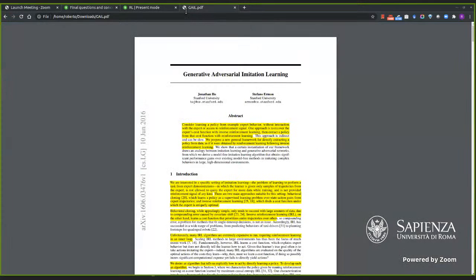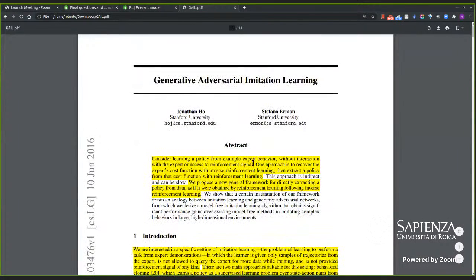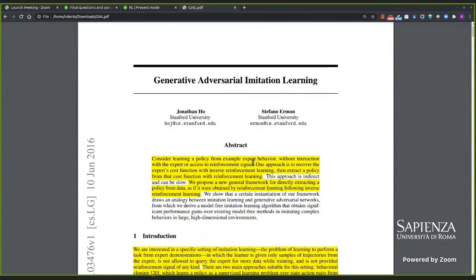Okay, so today we're going to talk about another algorithm that we are going to have among the possible choices, actually, for the projects. And this algorithm is called GAIL, Generative Adversarial Imitation Learning.